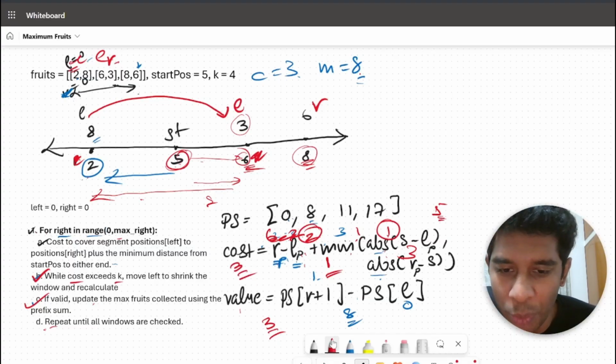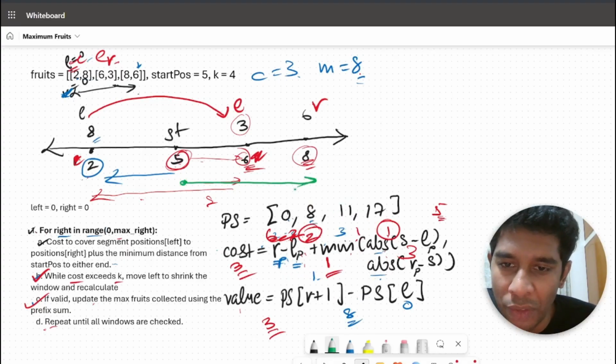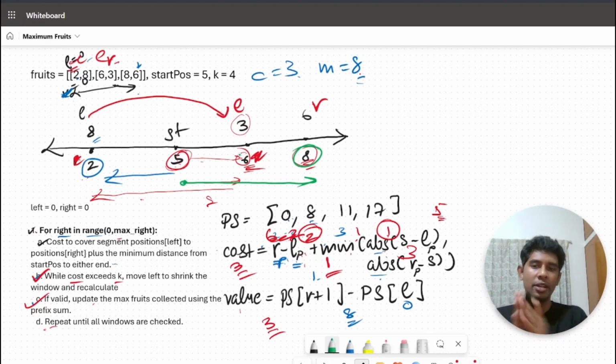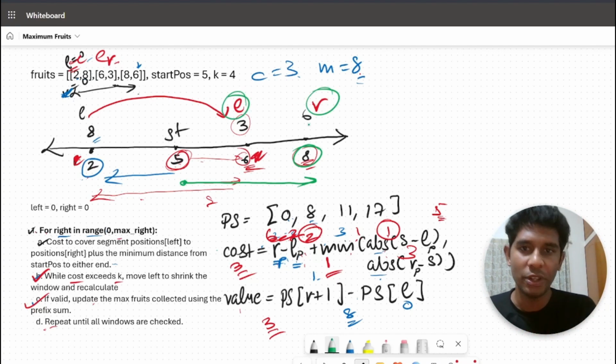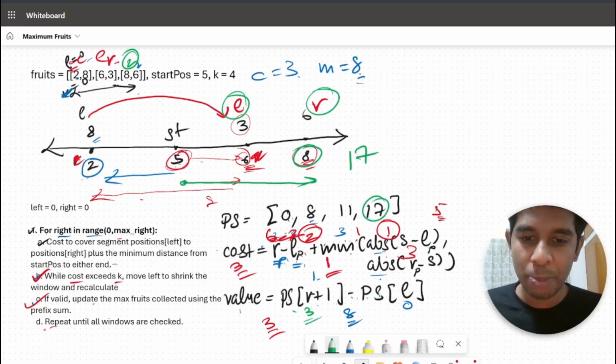And it's very easy to see how that happens. I'll just write this all in green. So that means I'm just traveling once all the way to this 8, right? So I've covered all the fruits in this segment where L is here and R is here. Now I have to calculate the value of these fruits, right? Value of the fruits is very simple. So that is just PS of R plus 1. R here is 2, right? So PS of 3 is what? PS of 3 is 17. So 17 minus PS of L.